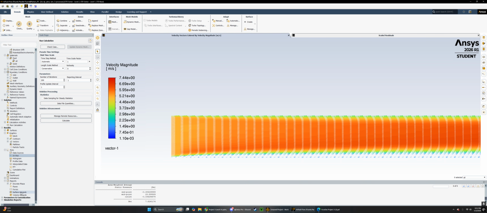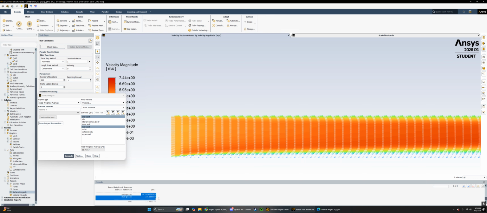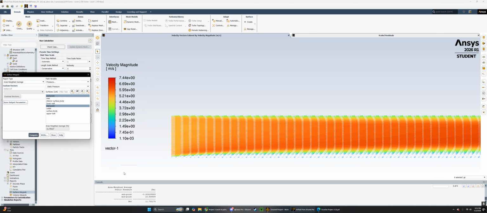So we're going to go down here to surface integrals, double click that, and then you click area weighted average, pressure, static pressure, and then if we just do the endpoint and the midpoint, click compute, and that's going to give us these values here. Now, in order to find the actual pressure gradient, we're going to take the output, subtract the input, and divide by the distance between them. And that'll give us the pressure gradient.